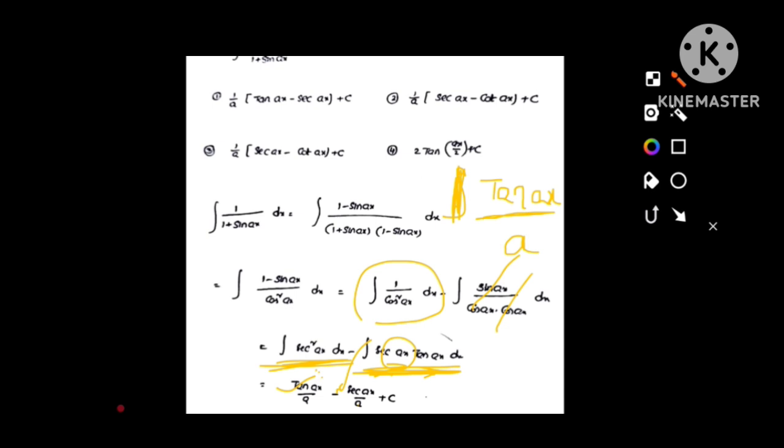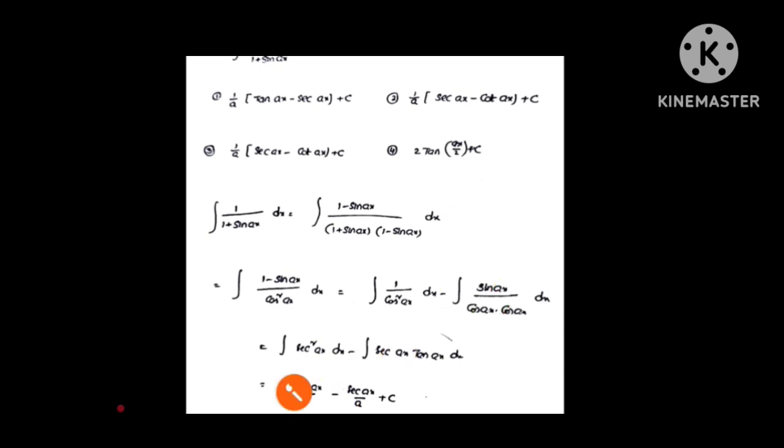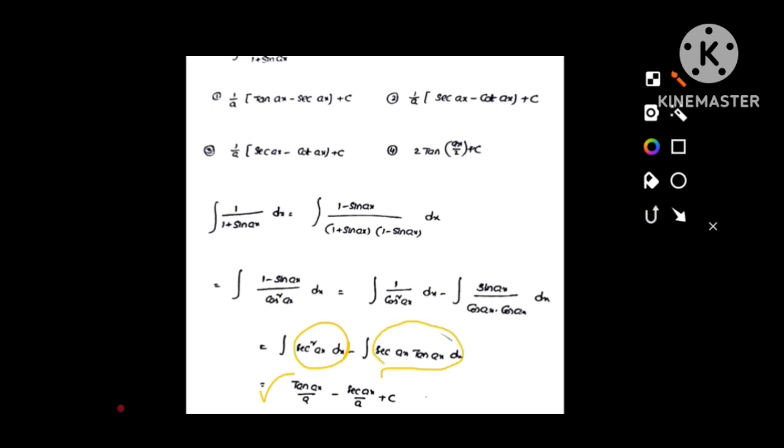The secant square ax formula gives tan ax, but since the x coefficient is a, we write that value in the denominator. The integral of secant ax into tan ax is secant ax. Here also the x coefficient is a, so take that value in the denominator. So the answer is tan ax by a minus secant ax by a plus c. Now taking 1 by a common, what you get is 1 by a into tan ax minus secant ax, plus c. Okay, that's all. That is the answer. Understand all of you?